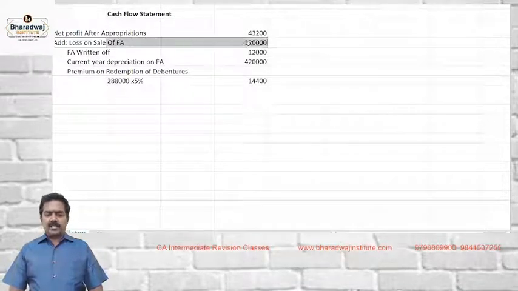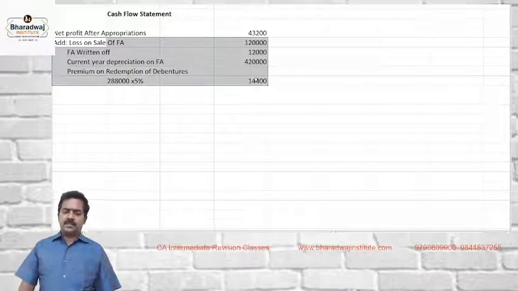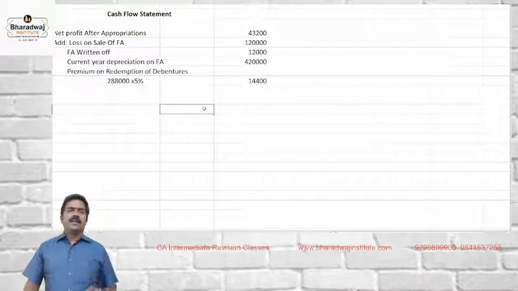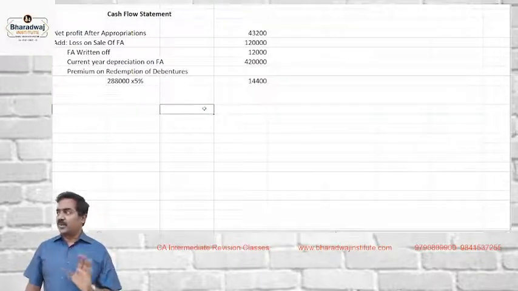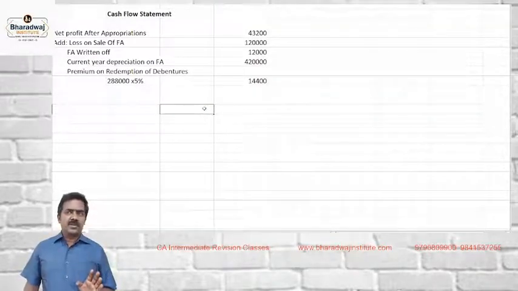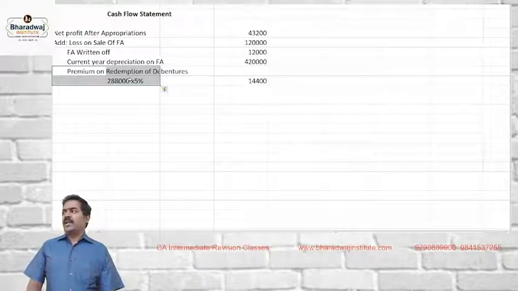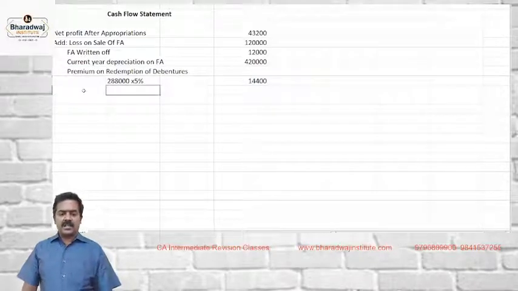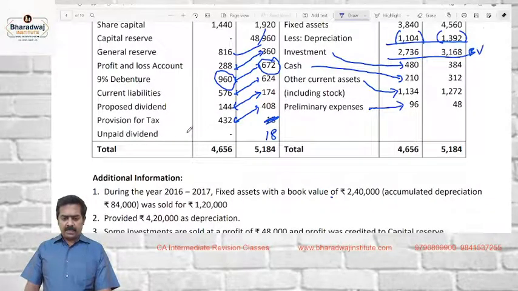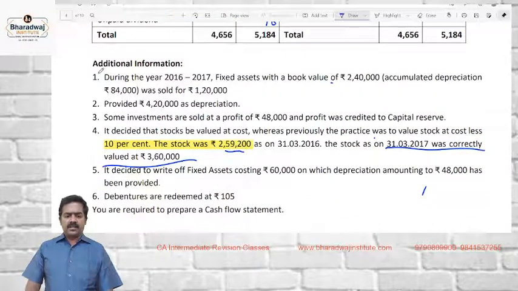Add back loss on sale of fixed assets written off, current year depreciation on assets, premium on redemption of debentures. Capital reserve, investment sold for a profit, it will not affect your P&L account. We paid extra 2,88,000 at 5%. That will be adjusted here. Then what is the next one? Adjustments for this.